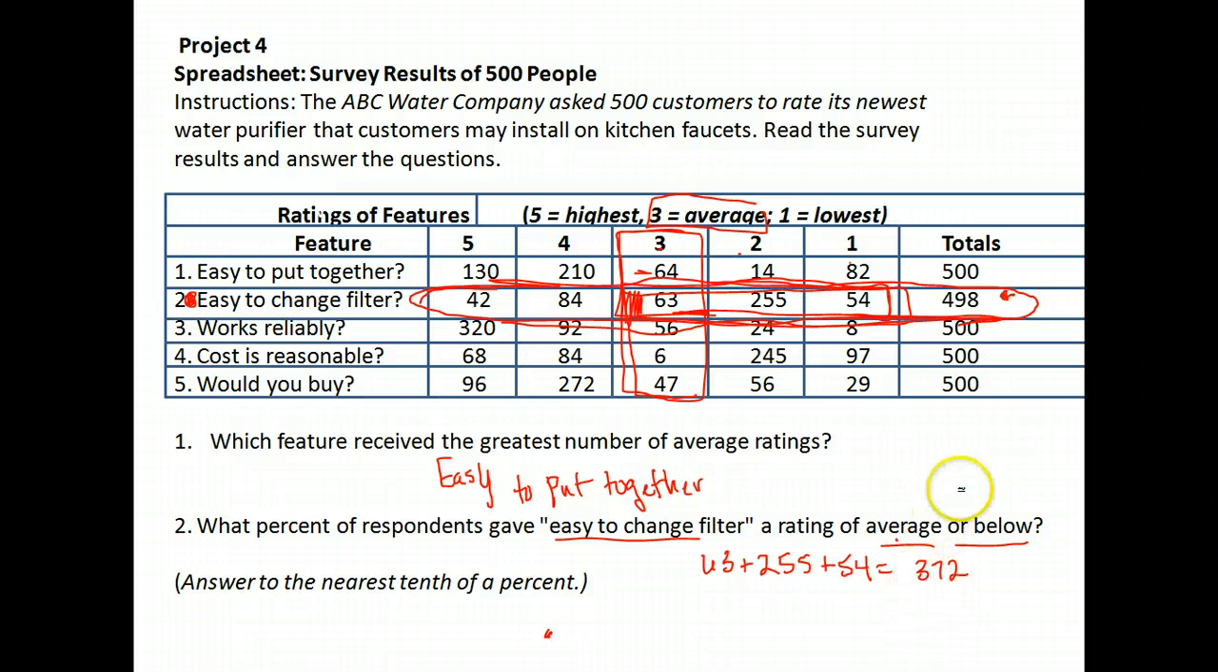They want what percent that is of the total. So we take our number, 372, divide that by the total of 498 respondents. That gives me the decimal 0.74698. It wants it to the nearest tenth of a percent. So now we change that decimal to a percent. Move the decimal 2 places to the right. That gives me 74.69, which rounds to 74.7.